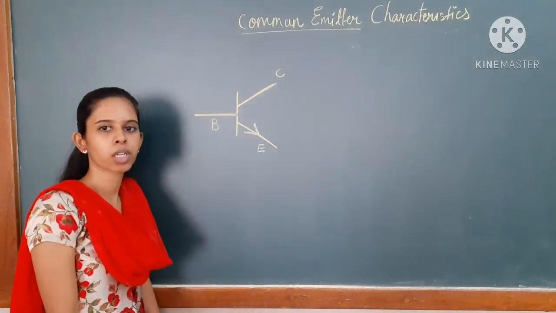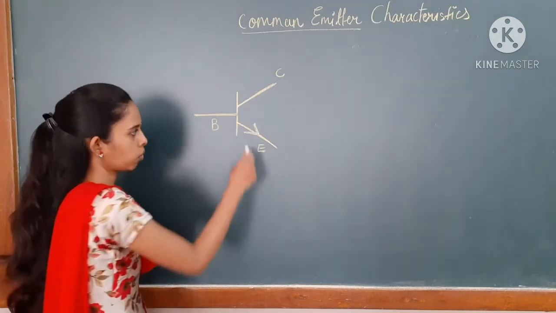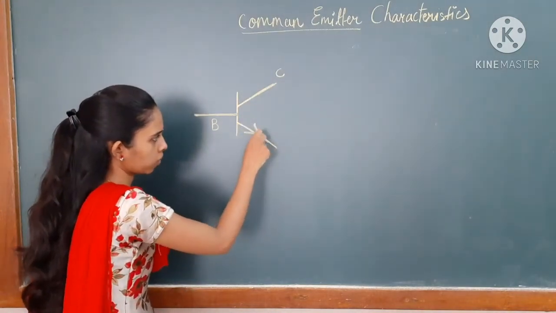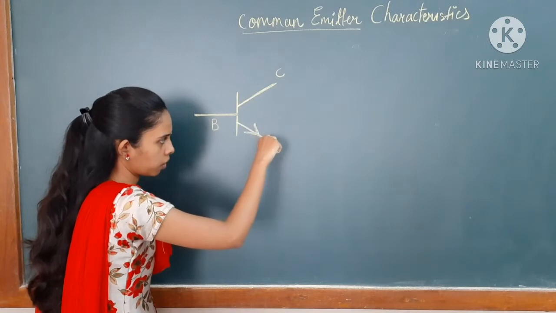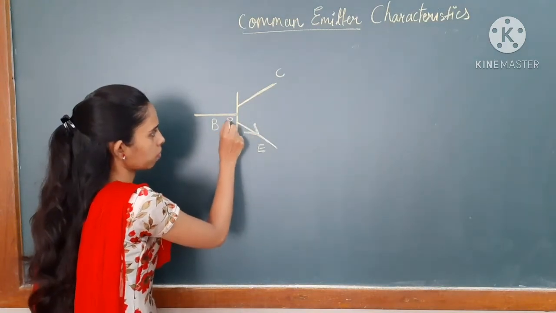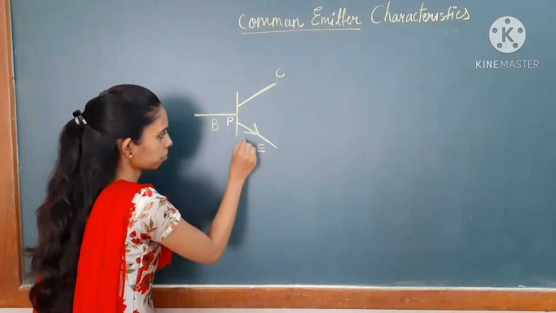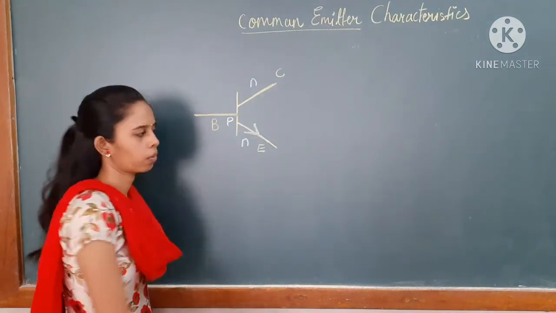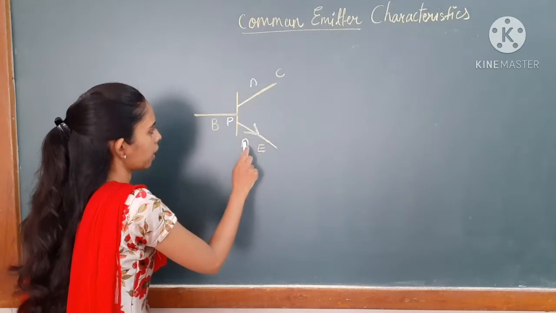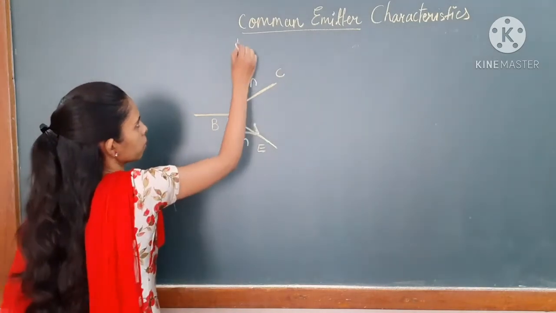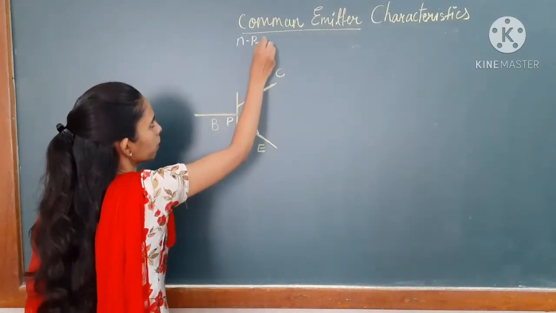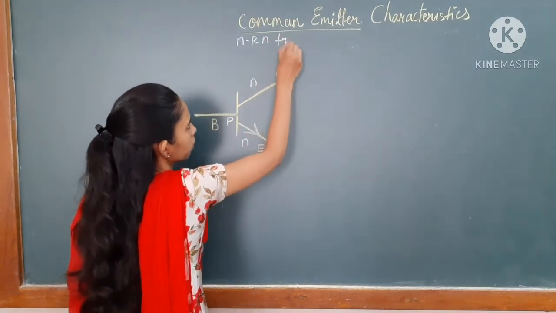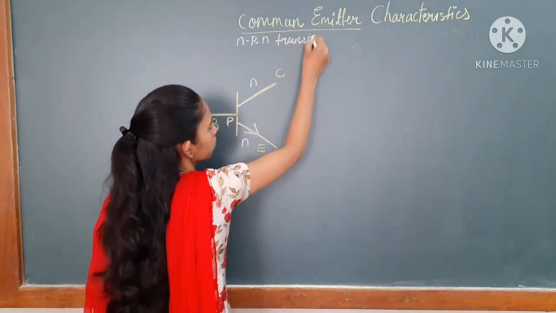How can the regions be recognized using this arrow? As we know, electric current flows from positive to negative, and the arrow shows this direction. So the base will become positive, this will become negative, and this is also negative. Now you can see that we have used an NPN transistor.